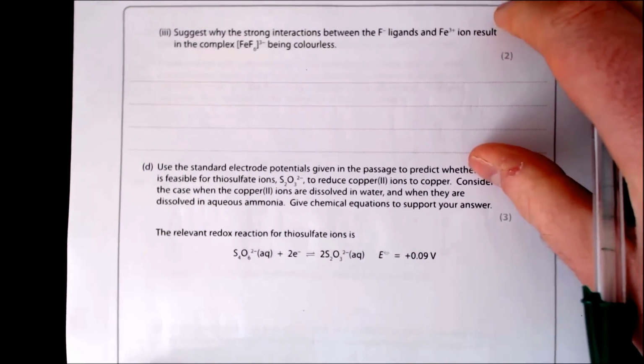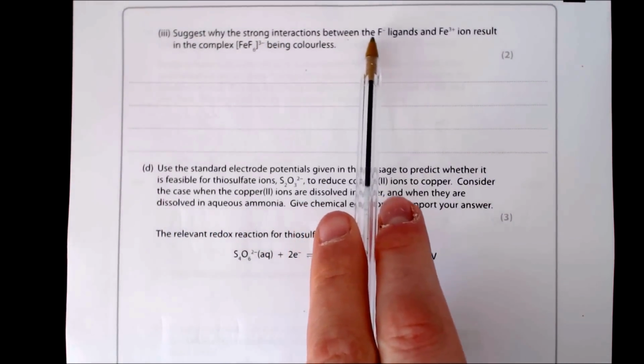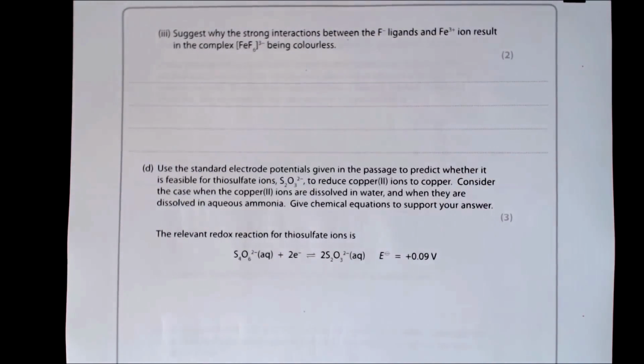Alright, so this is part 3. Suggest why these strong interactions between the F- ligands and the Fe3+ ion result in the complex FeF6 3- being colorless. The reason why this is colorless is because that energy gap that I talked about before is so big, and because it's so large, the energy that's absorbed is actually outside the visible region, and we just can't see that energy. So that's what we need to put.